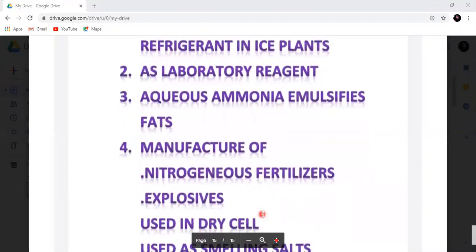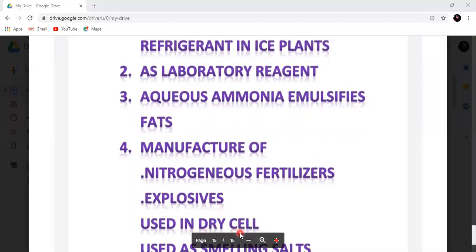Ammonia or ammonium salts, when decomposed, can form some explosives also, like ammonium nitrate. When heated, nitrous oxide with water is formed. That water is in the vapor state. It means no residue is left, because N2O is also a gas.